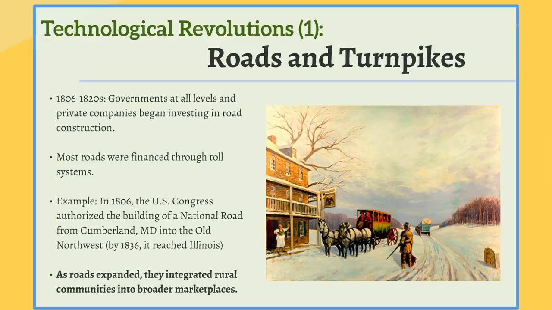And as I said, at all levels of government, we're seeing this investment in these types of internal improvements to spread the marketplace. One of the great examples is in 1806, during Jefferson's presidency, where the U.S. Congress authorized the building of a national road from western Maryland into the territories of the Old Northwest, Ohio, Indiana, and then by 1836, this national road even reached Illinois. And when you think about the construction of these roads, just always remember why they're so important. They are breaking into the inland economy and gradually integrating rural communities into broader marketplaces.